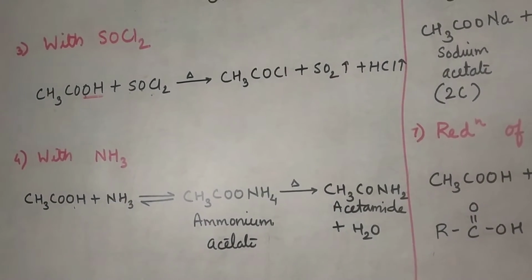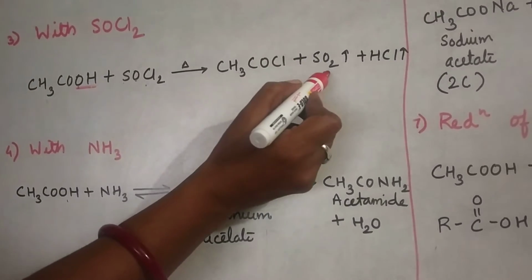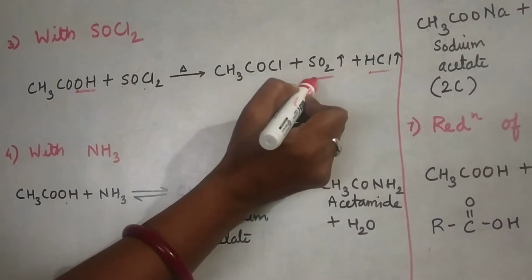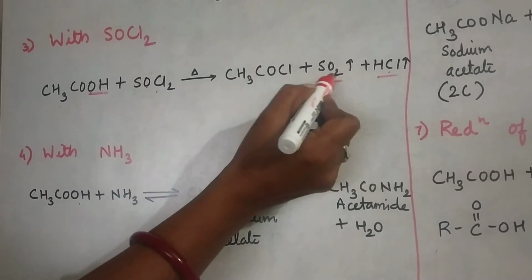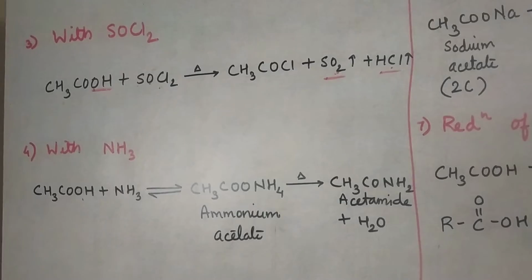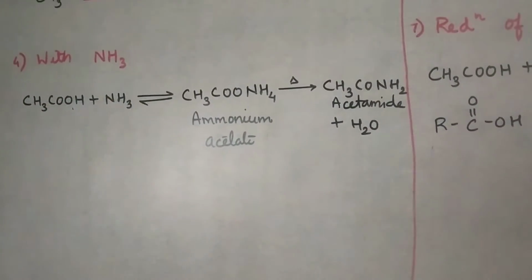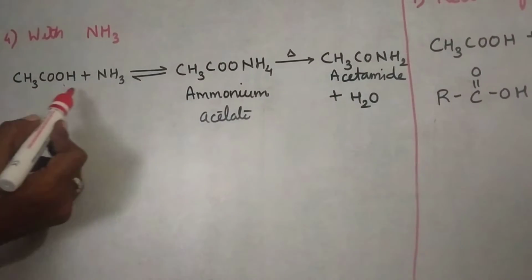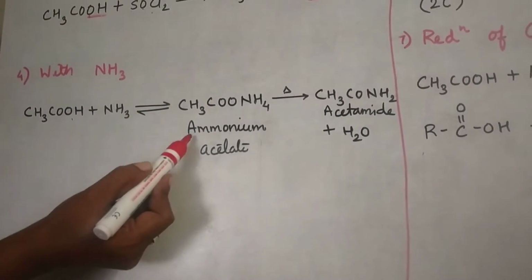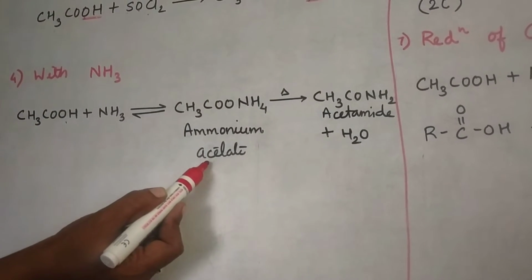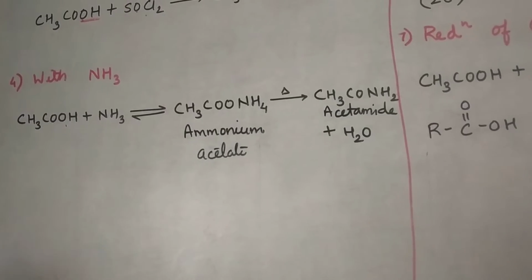The important part about the reaction is the byproducts SO2 and HCl which are formed here. Both are gaseous in nature, so both of them escape during the reaction. Next reaction is with ammonia. Acetic acid reacts with ammonia, which is a reversible reaction, to form ammonium acetate. That is, the ammonium salt of the carboxylic acid is formed.